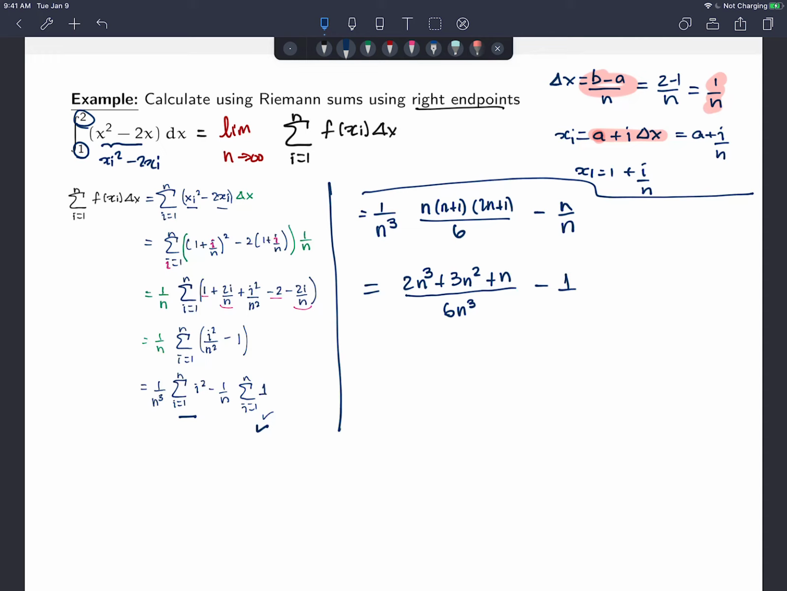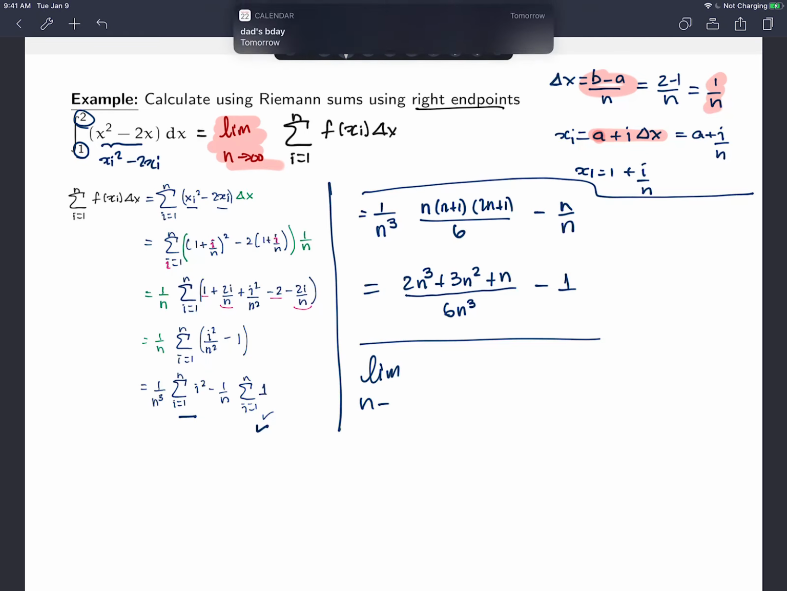But remember that I didn't take this Riemann sum limit. I still need to take this limit. So now to complete this problem, I need to find the limit when n goes to infinity of this thing that I have here.